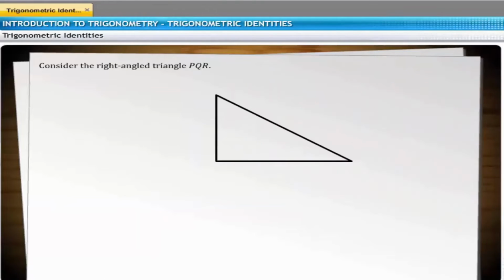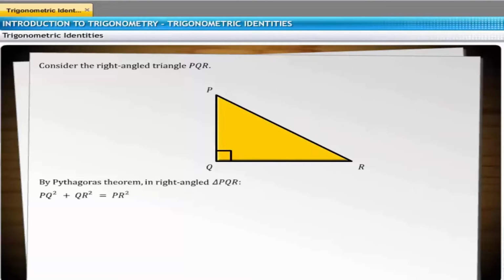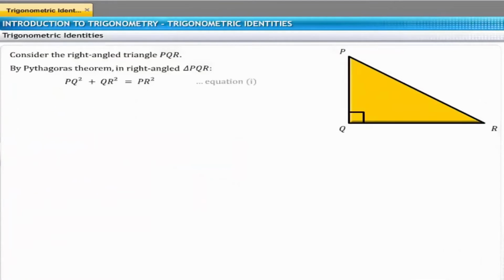Consider the right-angled triangle PQR. By Pythagoras' theorem, we know that in the right-angled triangle PQR, the sum of the squares of the sides PQ and QR is equal to the square of the hypotenuse PR. Now, let us derive some trigonometric identities by dividing both sides of equation 1 by the squares of different sides of triangle PQR. Let us start with the hypotenuse PR.